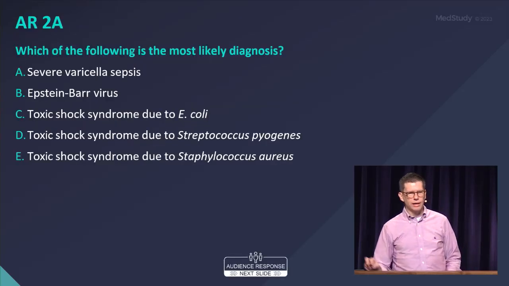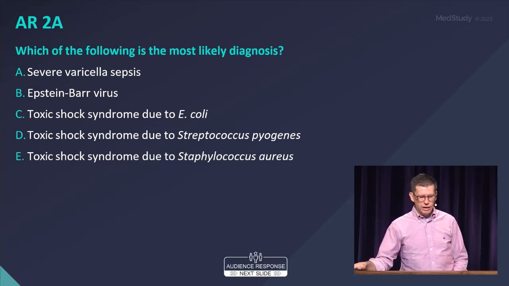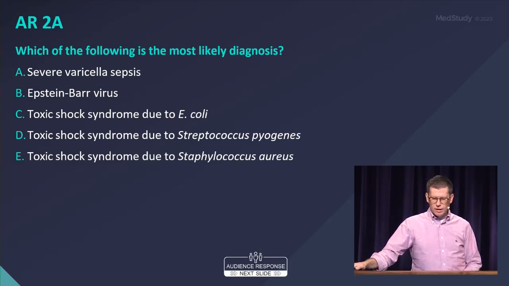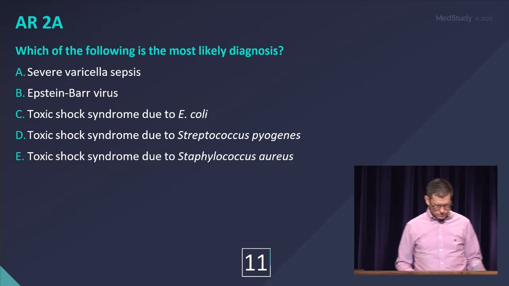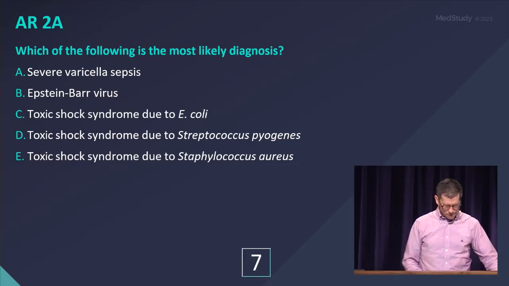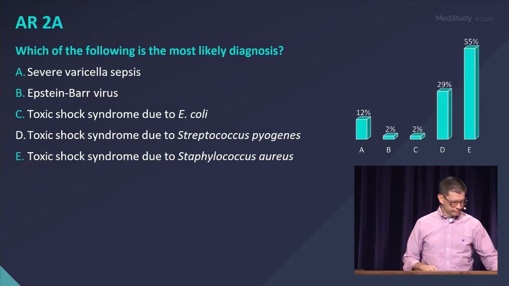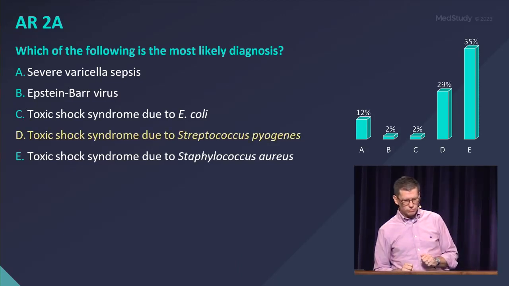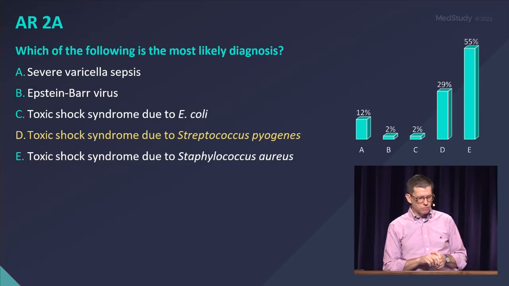Which of the following is the most likely diagnosis? Severe varicella sepsis, EBV, toxic shock due to E. coli, toxic shock due to strep pyogenes, or toxic shock due to Staph aureus. All right, toxic shock due to strep pyogenes, also known as group A strep.